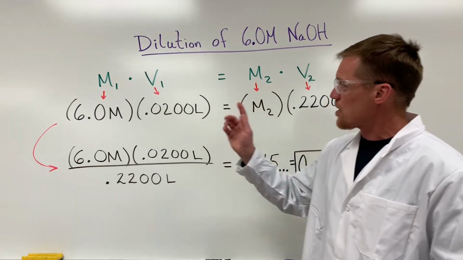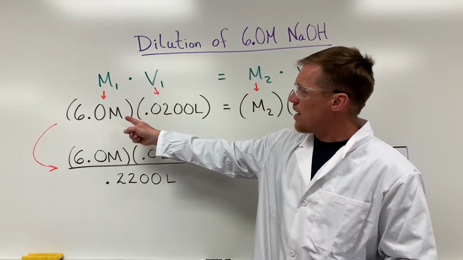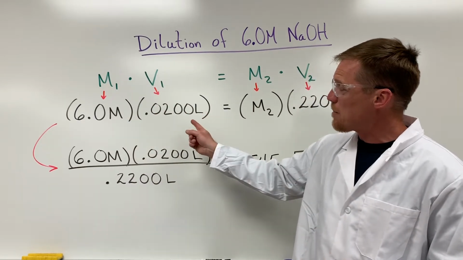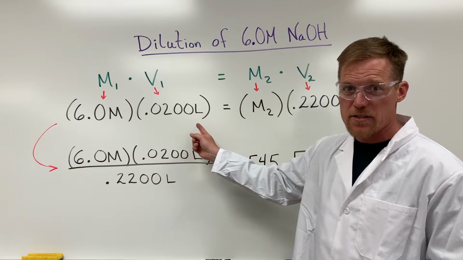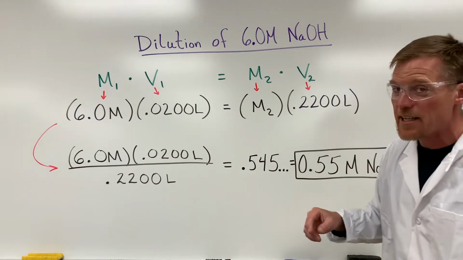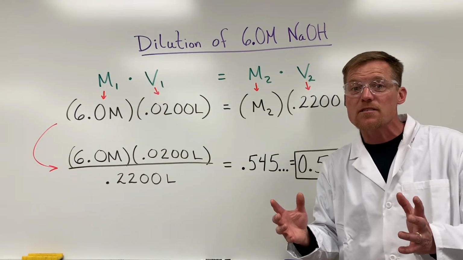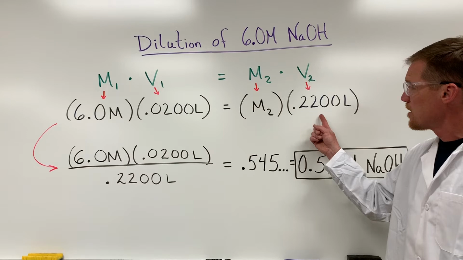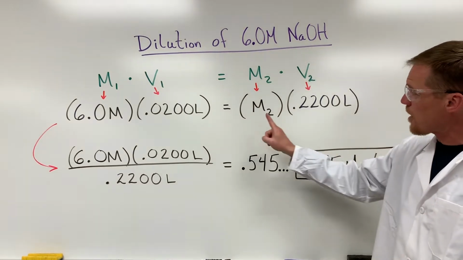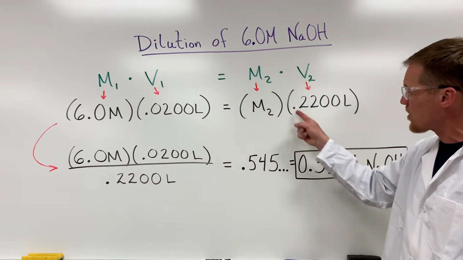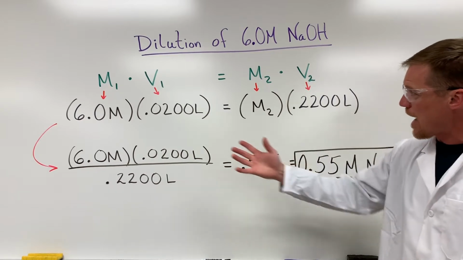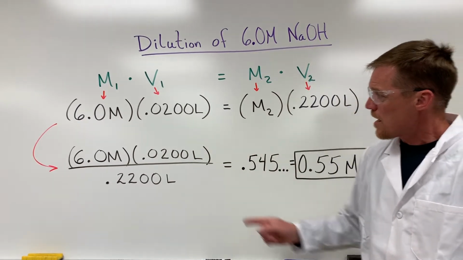According to our dilution equation, we're gonna take the molarity of our sodium hydroxide, 6 molar, and we took 20 milliliters, of course this is written in liters, but we took 20 milliliters of that 6 molar sodium hydroxide and we put it into 200 milliliters of water. Now that gives us 220 total milliliters of solution. So if I'm trying to figure out the molarity of that 220 milliliters of final solution, right, I can just simply solve for M2.